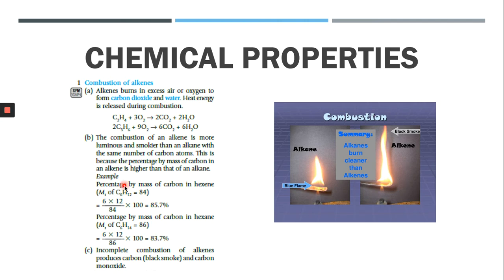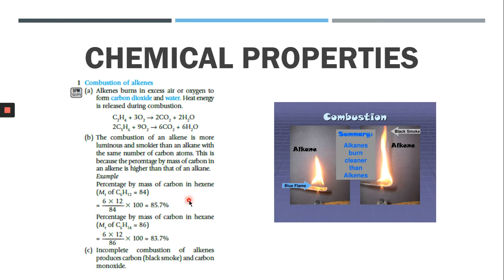This one selalu ditanya dalam paper 1 dengan paper 2. So please take note on this one. Okay, so kami ulang. Untuk this one, biasanya soalan akan beri, why alkene is more luminous and smokier than alkane? Show the step. Sila sertakan dengan percentage by mass, for example. So you have to do this lah and compare.